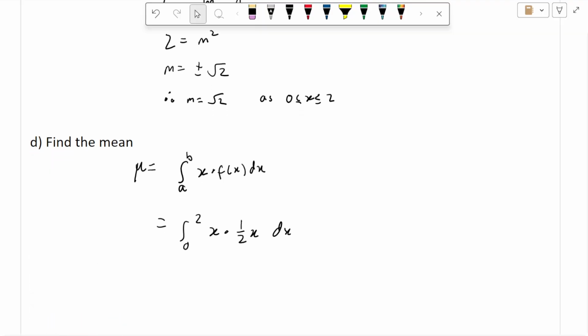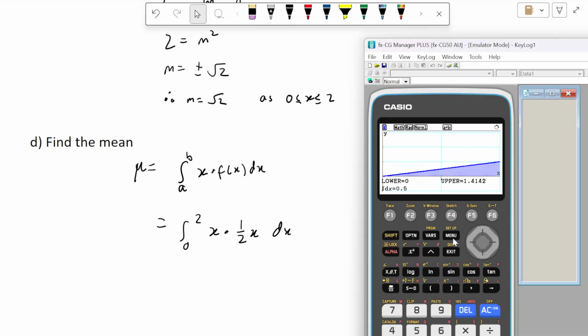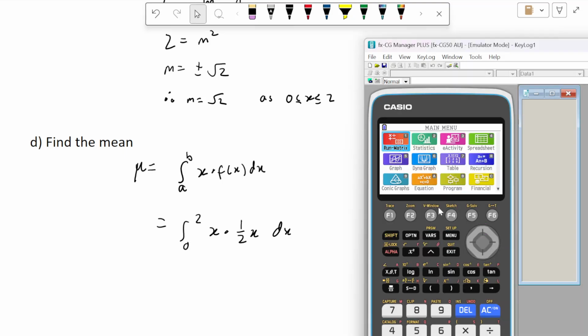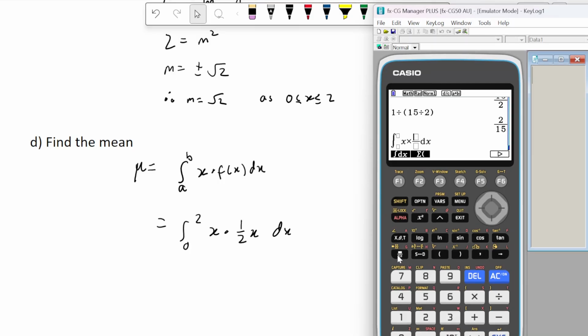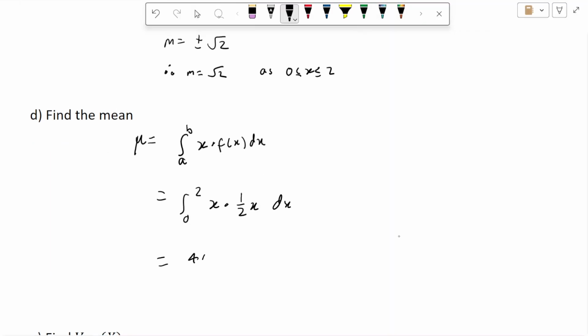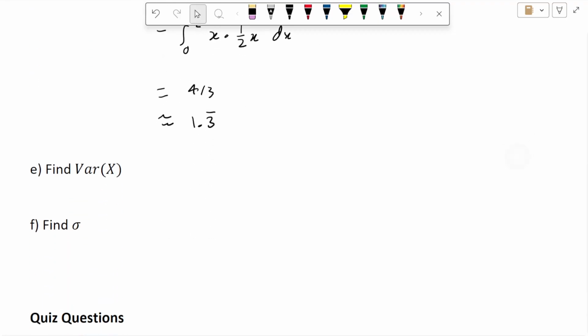So yeah, don't bother doing this on your graph. What I want you to do is jump out into math mode. So let's go through integral. We're going to go x times the function, so that is half x, from 0 to 2, and our mean is 4/3. So it's 1.3 recurring is the mean.